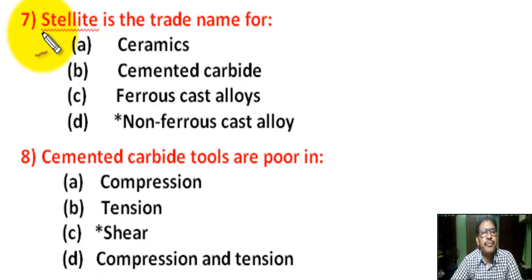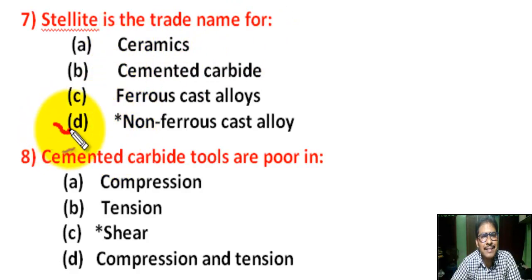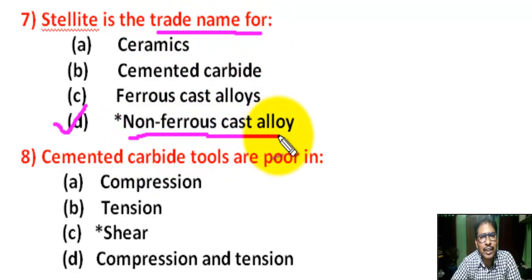Question number 7. Stellite is the trade name for. There are 4 options. Correct answer is D. Stellite is the trade name for non-ferrous cast alloy.